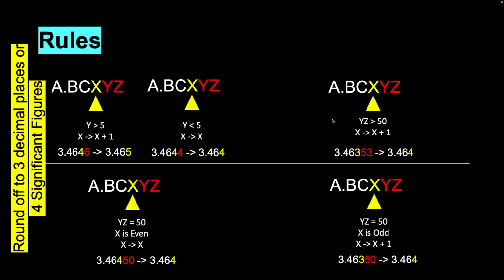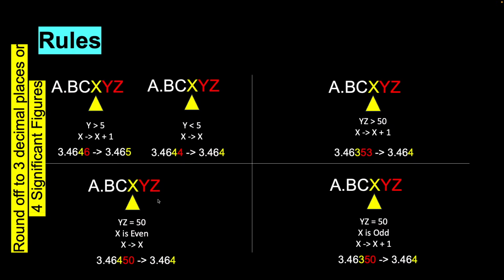And the next rule says that if the right of the cutoff digit is greater than 50, then the cutoff digit is increased by 1. That is, if yz is greater than 50, then x has to be increased by 1. Like in the example 3.46353, on the right of the cutoff digit, that is 3, it is 53, which is greater than 50, so it is going to be increased by 1.